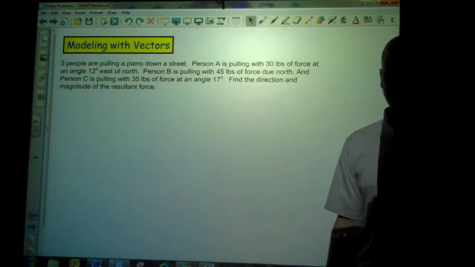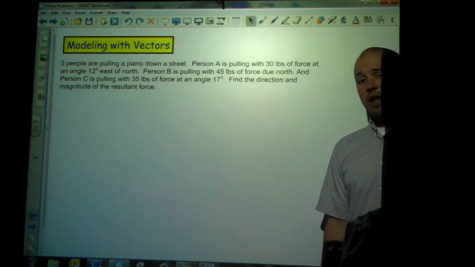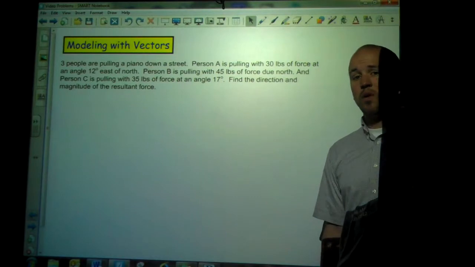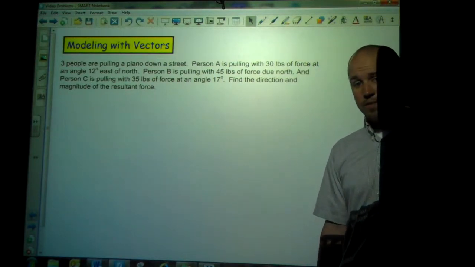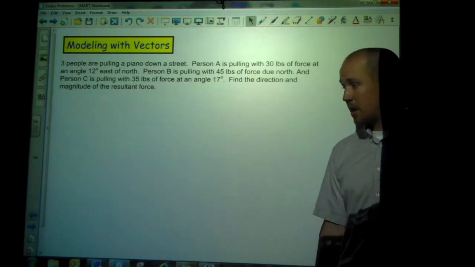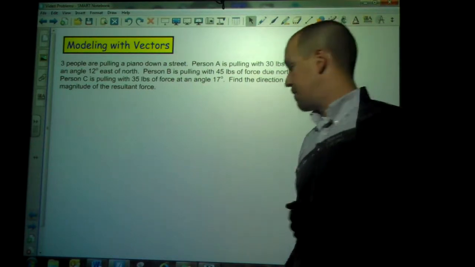A lot of students have had trouble with this, but if you can just get in your head, whenever I need to combine vectors, I always have to write it in component form, and then I just add the components together. It's going to combine the vectors. Okay? Always write it in component form.